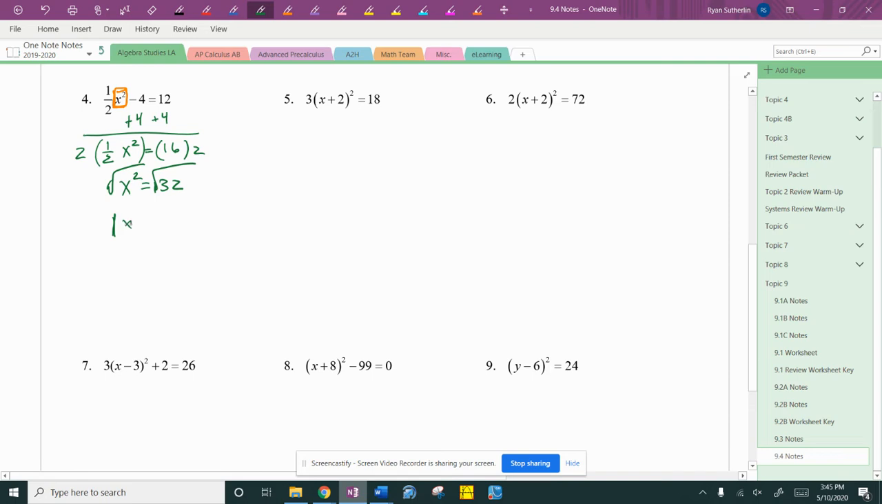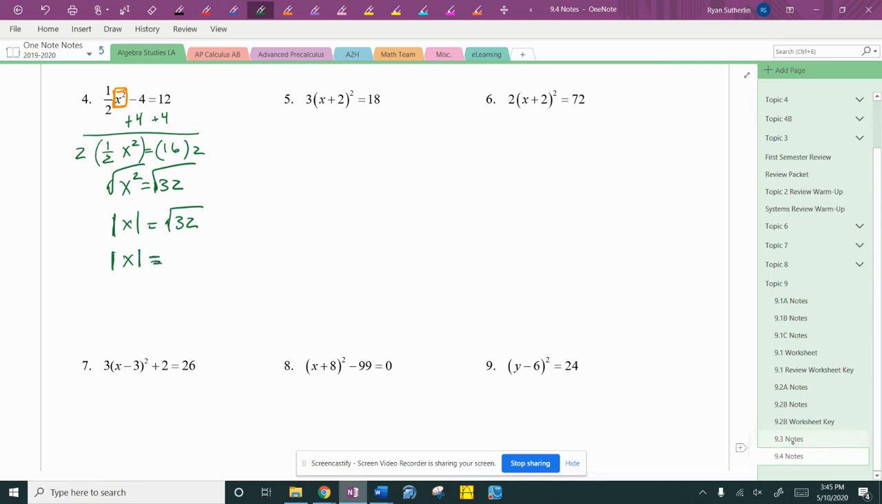So I get absolute value of x equals, now we don't know the square root of 32, so I'm going to just have to write that as square root of 32. Now we're going to use what we learned last section. How do we simplify that? What is that largest perfect square? So I'm going to leave this absolute value of x. We're going to simplify the square root first.